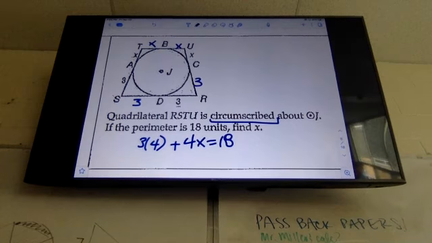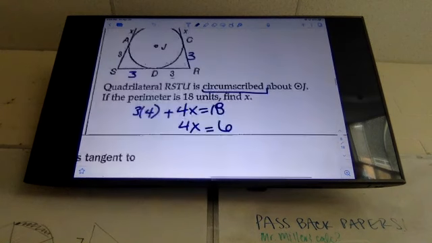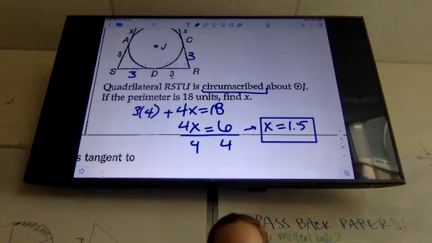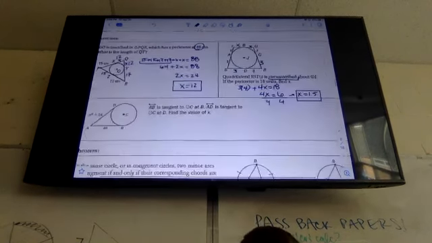You can write X plus X plus X plus X and 3 plus 3 plus 3 plus 3, but that feels like a waste of time. So I'm just going to keep it here. 3 times 4 is 12, and when we do 12 minus from 18, we get 6. And then divide by 4, 1.5. Okay. One more like these.